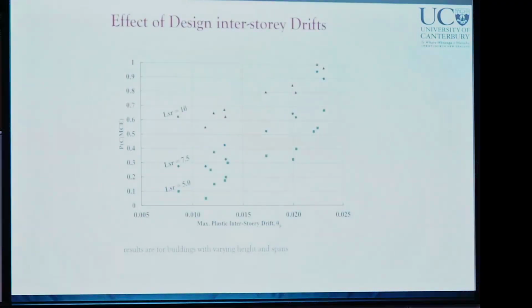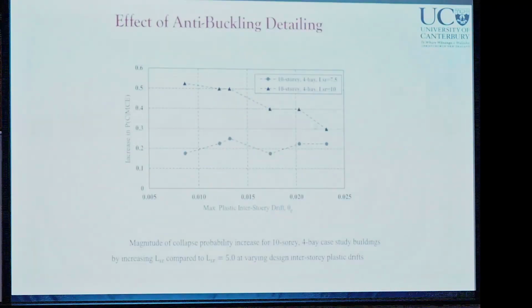So just to see only the effects of interstory drifts, you can see the results for different LSRs. You can probably draw a line here that even with very good detailing, which means LSR equal to 5, with increased design interstory drifts, we have converted the elastic drift to plastic. Still the collapse probability increases significantly.